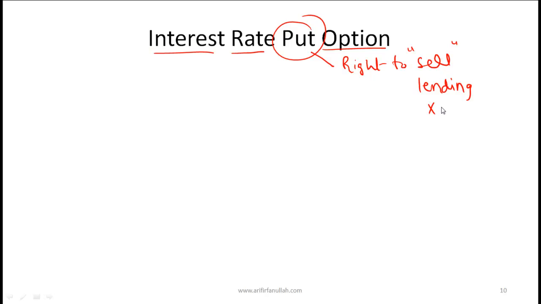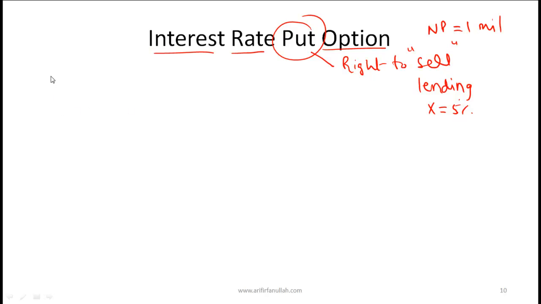So if we have a strike price on an interest rate option equal to 5%, and let's say we own, or we are long on this interest rate put option, then we have the right to lend money at 5%. Again, there needs to be a certain notional principal, which let's say again is $1 million. So if we have an interest rate put option with a notional principal of 1 million and a strike price of 5%, this means that we have the right to lend 1 million at 5%.